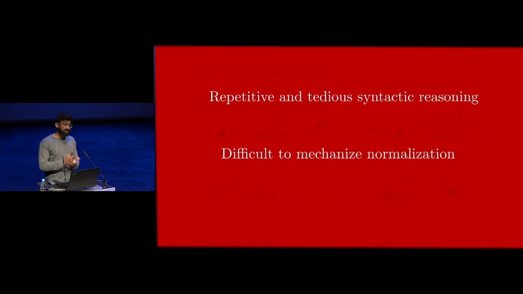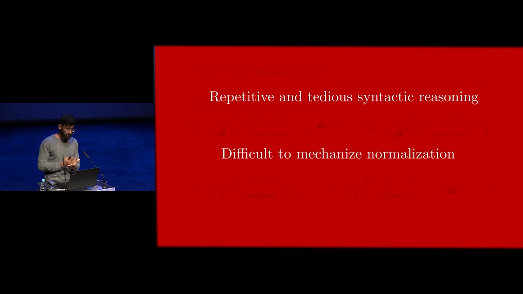So the technical issues here are that there's repetitive and tedious syntactic reasoning, right? Even if you do it once, what will end up happening is that you say, okay, I'm happy to do this for one system, but then you have to repeat this for each and every system of interest, right? So that's the problem here. And then it's difficult to mechanize normalization.